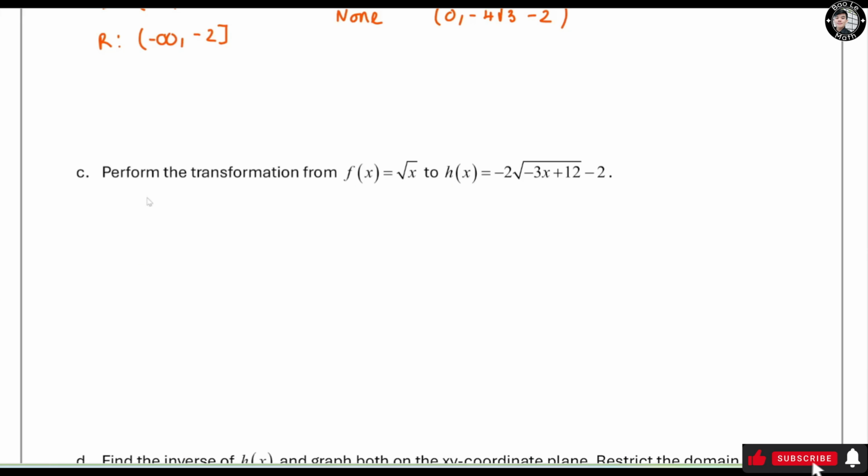Now question C. Perform the transformation from f of x equals the parent function to h of x equals this guy, right? Rewrite this one in vertex form. It's going to be -2 square root of -3 (x minus 4) minus 2, right?